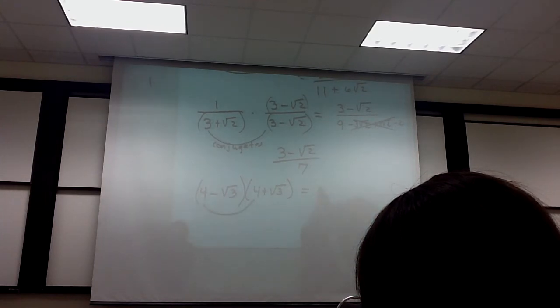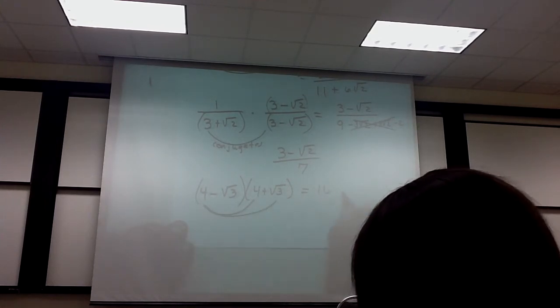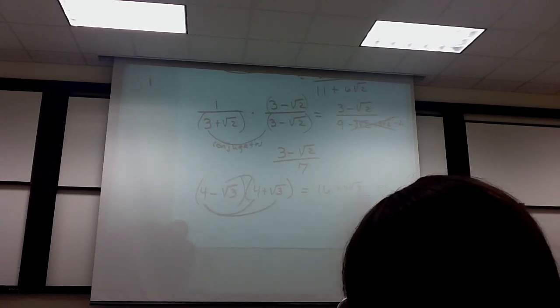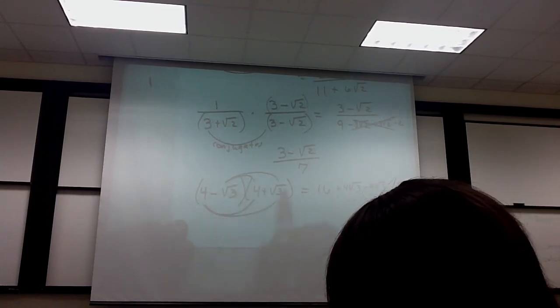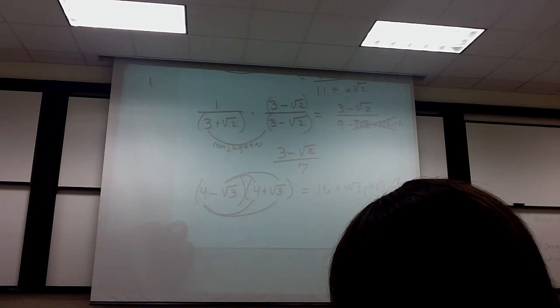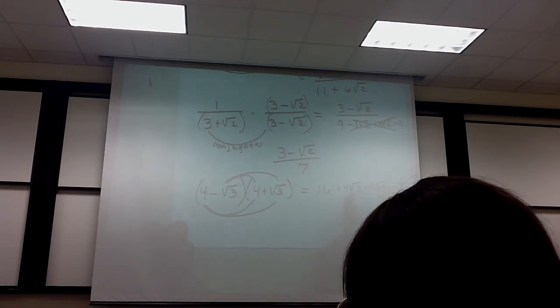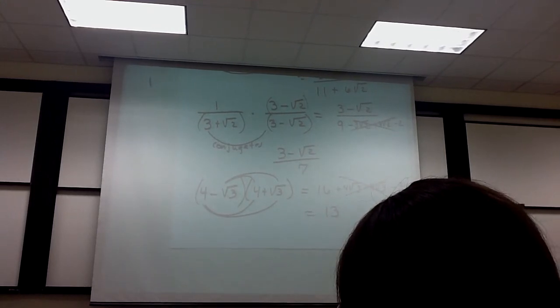That's 16. That's plus 4 square root of 3. Minus 4 square root of 3. Plus times a minus is going to be minus 3. Equals 13. Good old radical-free rational number, 13.